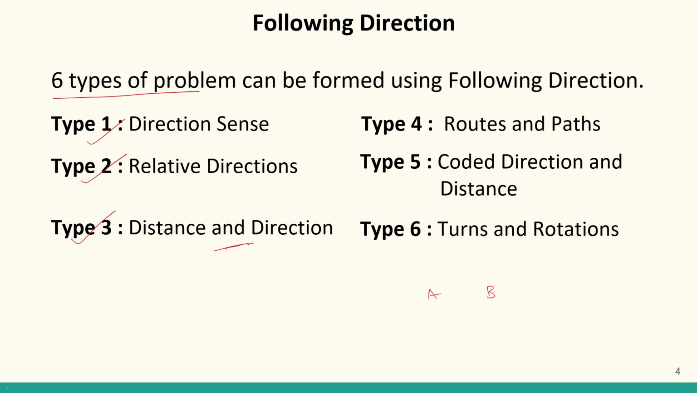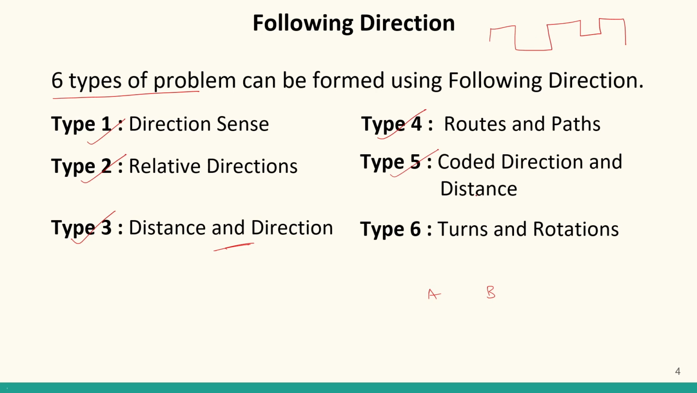Third type is distance and direction. We basically calculate the distance between two objects or two people. Then routes and paths. In routes and paths, we get questions which involve solving the question in such a way that a complete path is formed. And based on this path, we have to answer the question. So this is also one type.